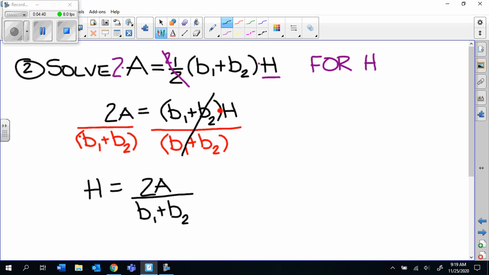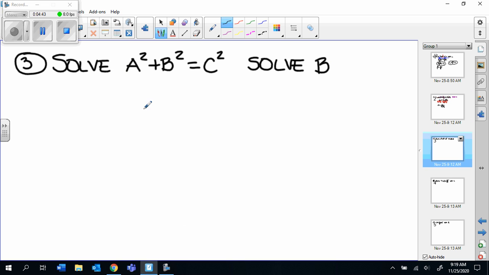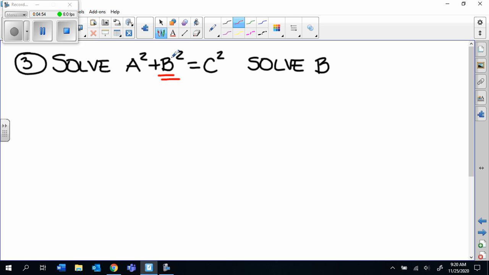Let's try another one. At any point, you can obviously pause and try it on your own. So this one is the Pythagorean theorem, a squared plus b squared equals c squared. I chose solving for b, so we're going to get the b by itself. We're also going to have to deal with this squared situation, and I know that there are both some radicals and some squares in the MyMathLab homework that I was able to see. So the first thing we need to do is jump this a squared over that equal sign. So let's just subtract.